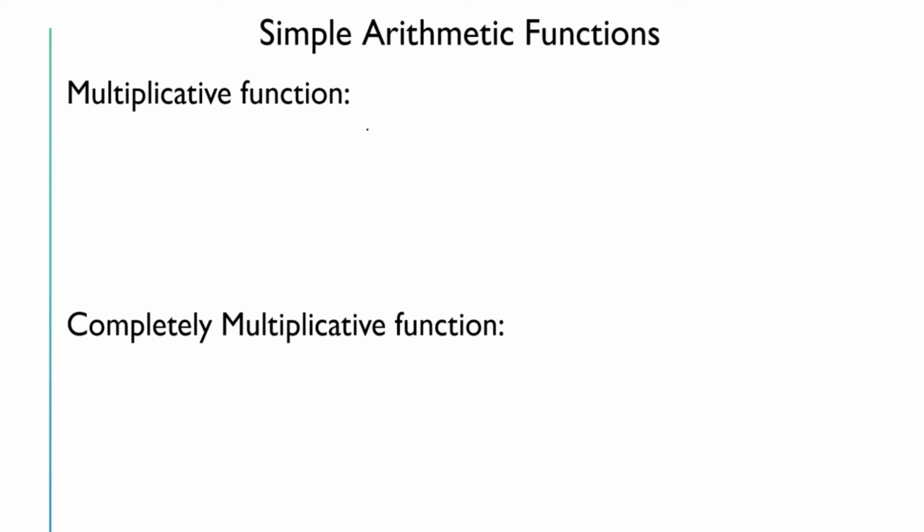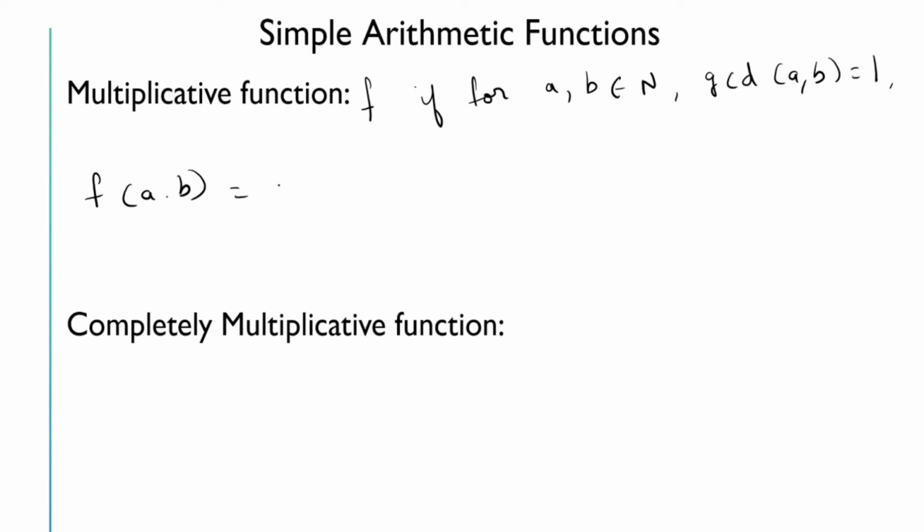We say an arithmetic function f is a multiplicative function if for two natural numbers a and b that are relatively prime, that is their GCD is equal to 1, we have f of a into b is equal to f of a into f of b. Then we call the function f a multiplicative function.